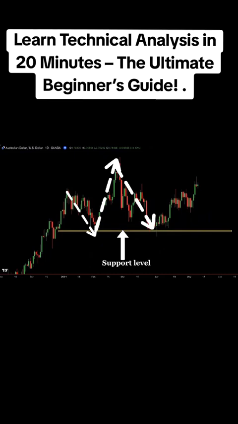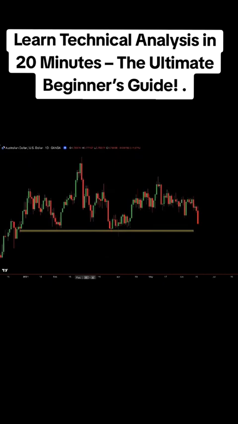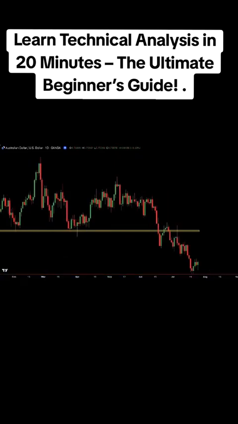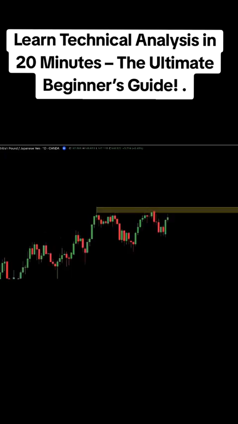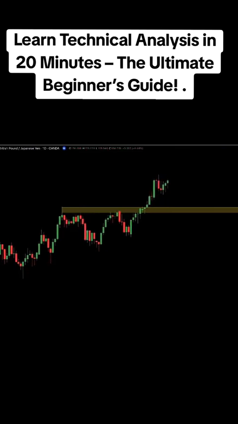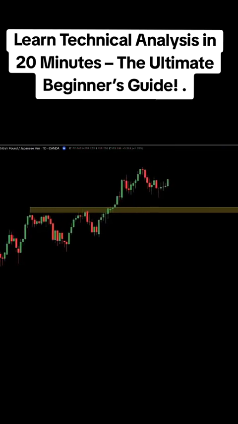A support level forms when price touches the same area multiple times and fails to break below it. If price eventually breaks through a support level, that level can turn into resistance. Resistance is the opposite. It's a price level where the market stops rising and reverses downward. It represents an area where sellers step in, preventing price from going higher. Just like support, resistance is confirmed when price touches the same area multiple times without breaking above it. If price eventually breaks through resistance, that level can turn into support.